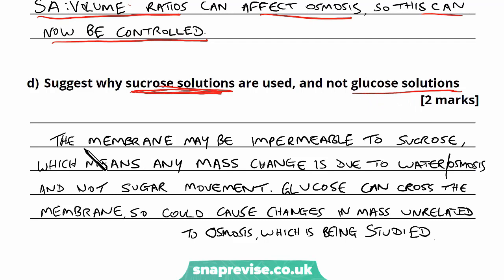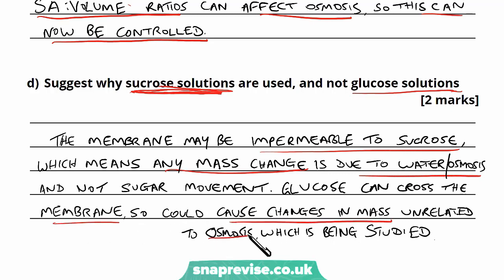So the way I've written that then is that the membrane may be impermeable to sucrose, which means that any mass change we record is due to water and osmosis, and that's what we're trying to investigate. Glucose can cross the membrane, so this could cause changes in the mass unrelated to osmosis. So the whole purpose of the experiment is to study osmosis and the movement of water. If we use glucose, the glucose may move from where it is in high concentration to where it is in low concentration, so that might affect the mass itself. So that would be investigating not only osmosis, but glucose movement as well, and that might be something we'd measure in a different experiment. So it's all about just making sure you know exactly what you're studying, and how, if you use certain chemicals, that might alter what actually changes your results.